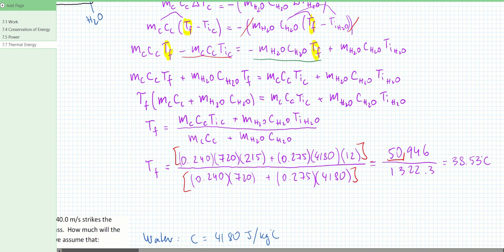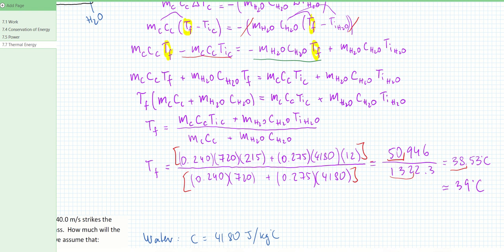And then at the bottom, it looks like you should end up with 3 sig figs because both of these are going to have the same number of decimals. But because we have 2 sig figs on top, we have to round this to 2 sig figs as our final answer. So we're going to end up with, rounding it up, 39 degrees. So basically, the temperature of the water and the carbon is going to be 39 degrees Celsius.